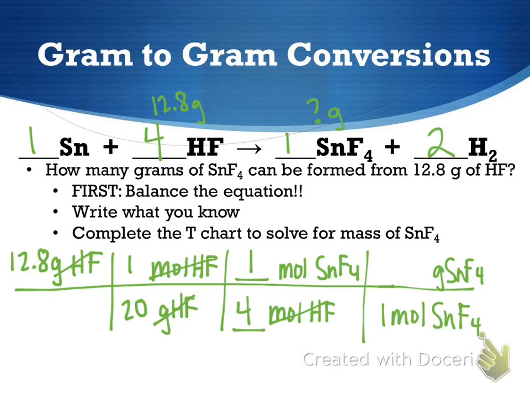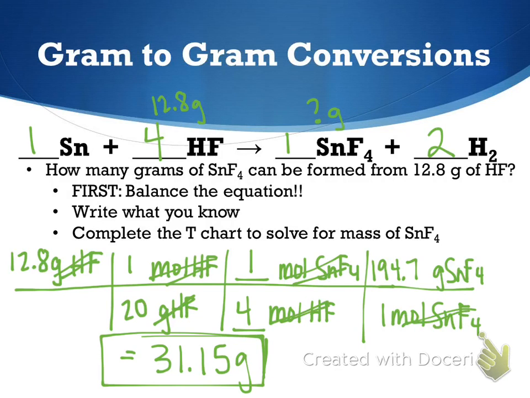And the molar mass of tin fluoride is 118.7 plus 19 times 4, 194.7? Before you do math, I would really make sure that we crossed everything correctly and all of our units cancel the way they should. So we do 12.8 times our molar mass divided by 20 divided by 4. 31.15? Right, 197.4 was just our molar mass.